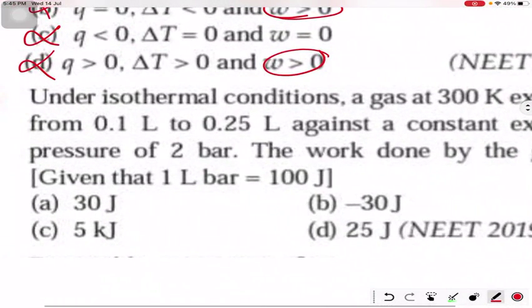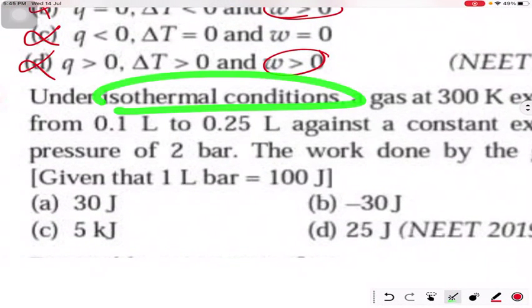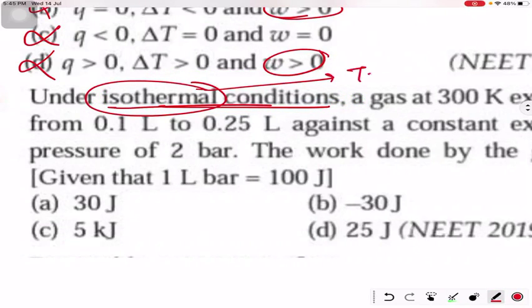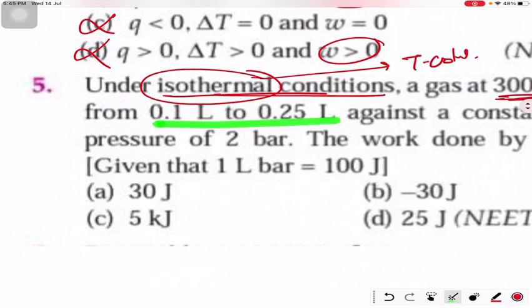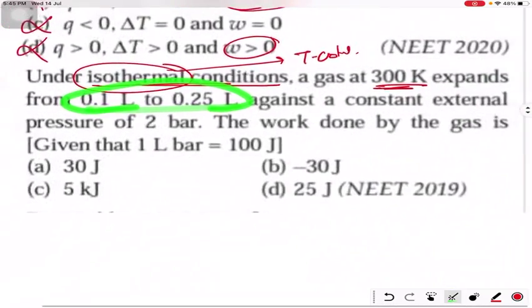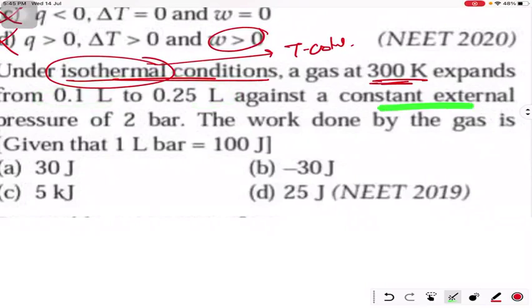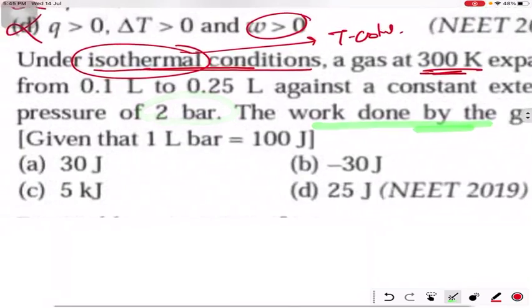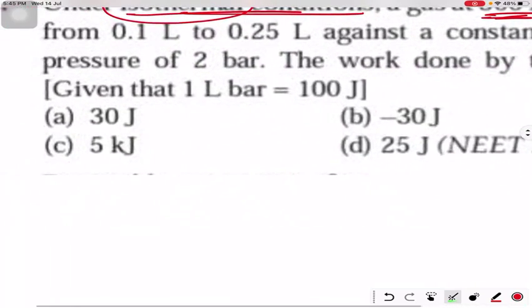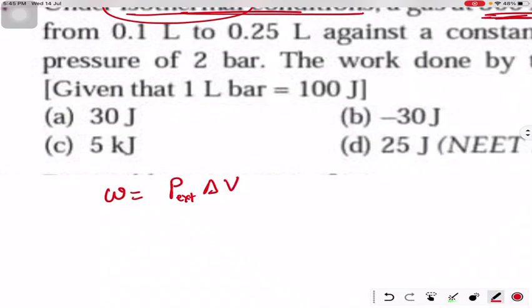Fifth question, under isothermal condition. Isothermal condition means temperature is constant. The gas at this temperature is fixed at 300 Kelvin. It expands from this initial volume to the final volume. Against a constant external pressure of 2 bar, we find the work done by the gas, because this is an ideal condition. So we have to use the simple formula for work done, which is equal to external pressure into delta V, the change in volume.